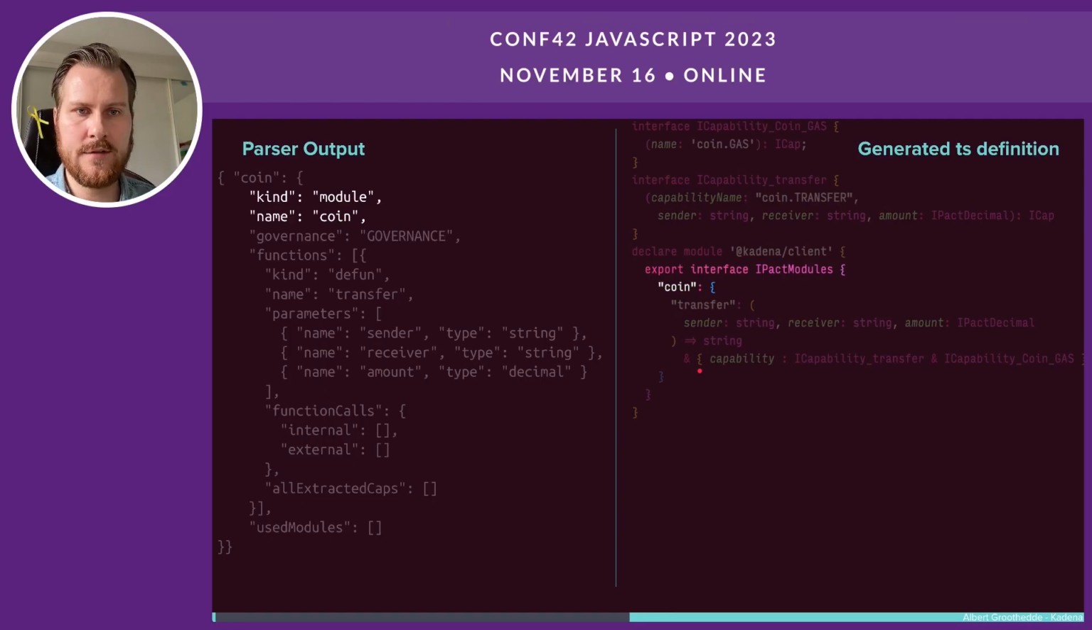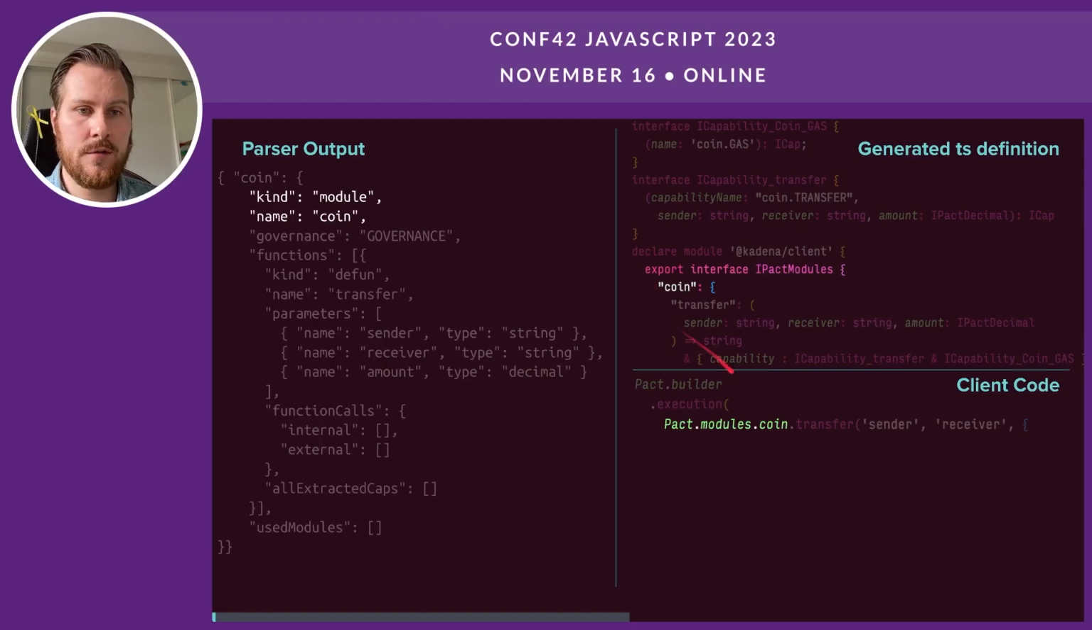So we have a kind, which is called a module. So if we find a module, then we are going to use the coin part, the name of it, and use it in the interface. This is actually matching with the pact.modules.coin part. So this coin matches to this coin, which matches to this coin, which matches to the parsed smart contract.